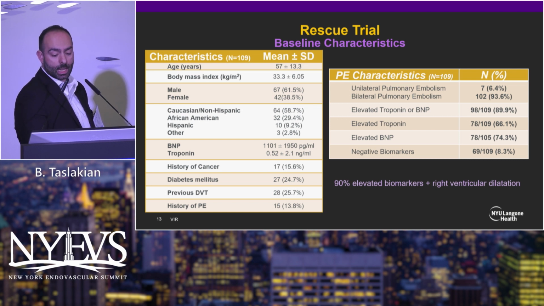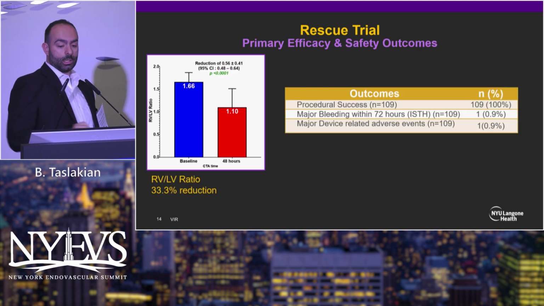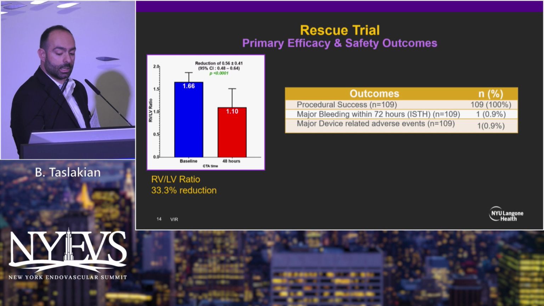90% of the patients actually were in the intermediate high risk category with both elevation of the biomarkers and right ventricular dysfunction. The primary efficacy and safety outcomes are shown here. Basically, it showed around 33% reduction of the RV to LV ratio, which was also statistically significant. Major bleeding rates were very low, and major device-related adverse events were also low, less than 1%.